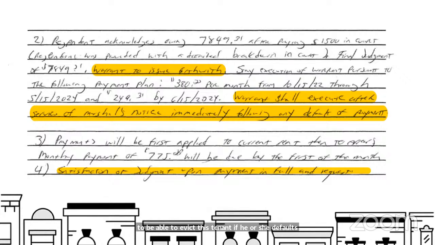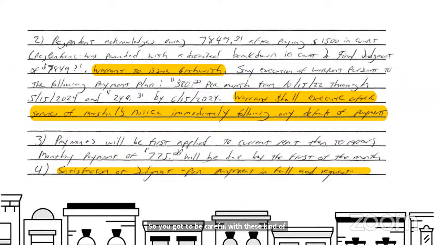Another thing we highlighted was warrants to issue after service of marshal notice immediately following any defaults of payment, which means even though this tenant was given a nice payment plan, if they default on any payment, the landlord, the marshal, will evict this tenant. So she might just be missing one month, and because of that one month, he or she might get evicted. So you've got to be careful with this kind of language.